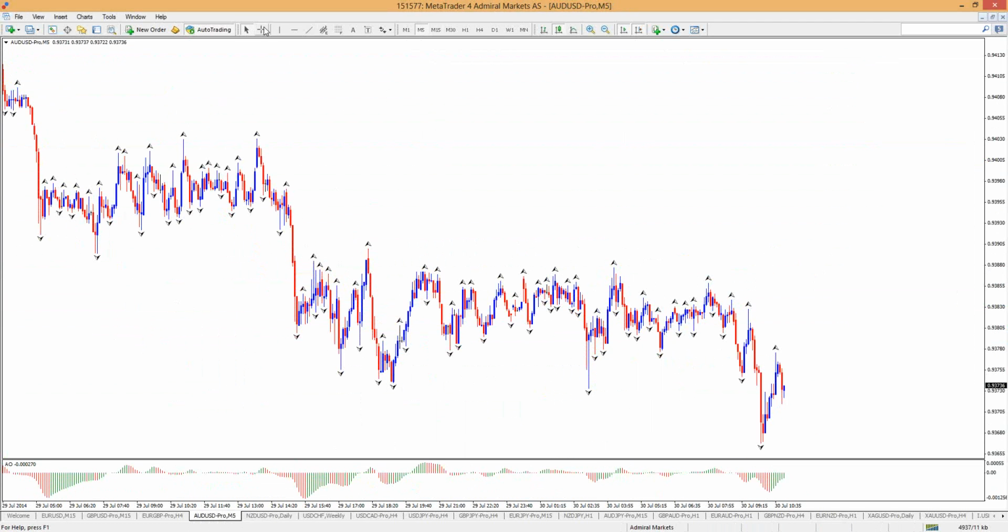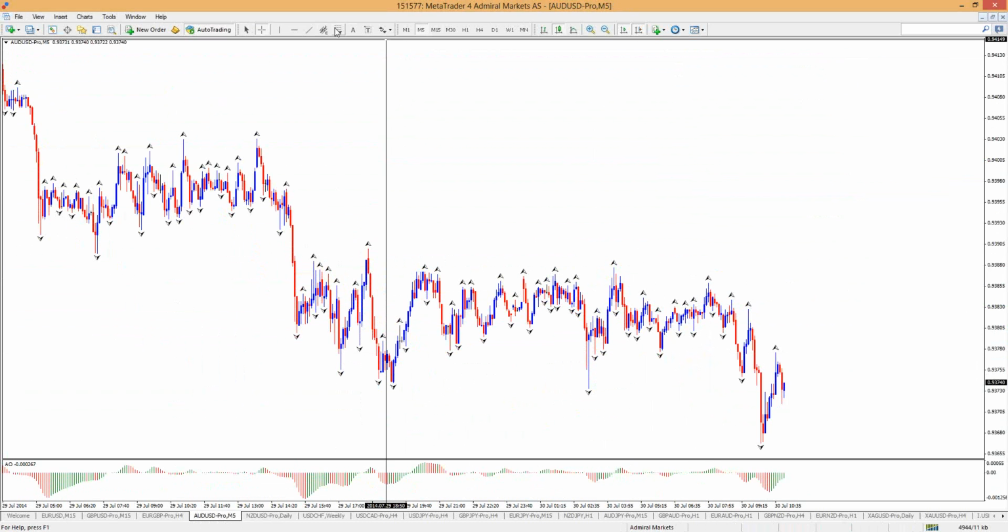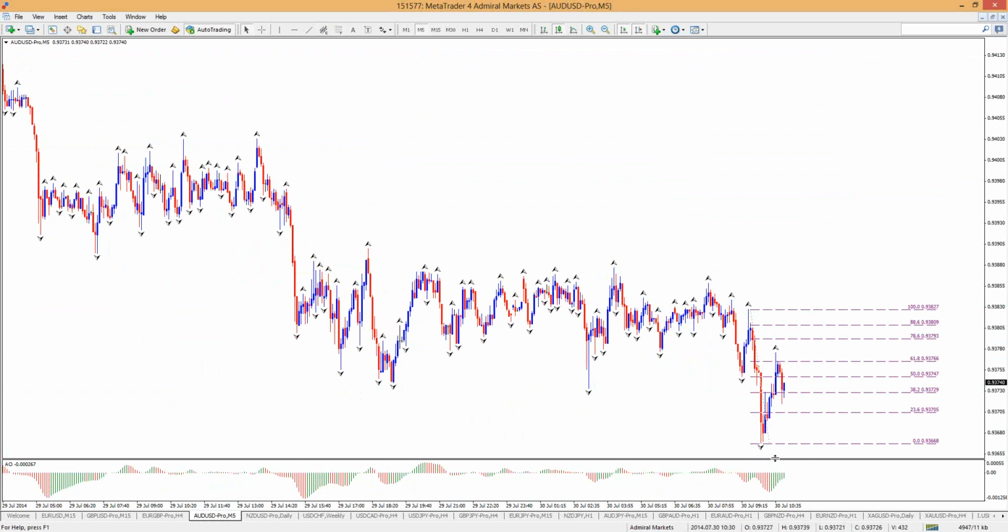Odd USD traced actually even a bit deeper, 93.77. 61.8 Fib. Certainly having some struggle with that downside.